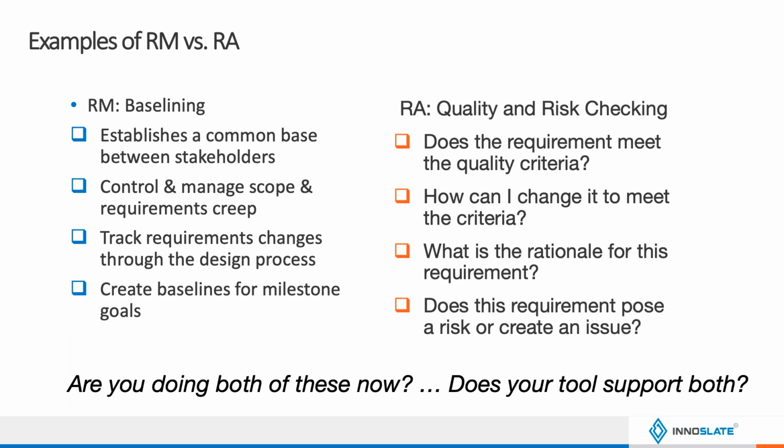So examples of requirements management versus requirements analysis. Requirements management baselining establishes a common base between stakeholders, controls and manages scope and requirements creep, tracks requirements changes through the design process, and creates baselines for milestone goals. Requirements analysis is quality and risk checking. So does the requirement meet the quality criteria? How can I change it to meet the criteria? What is the rationale for this requirement? And does this requirement pose a risk or create an issue?